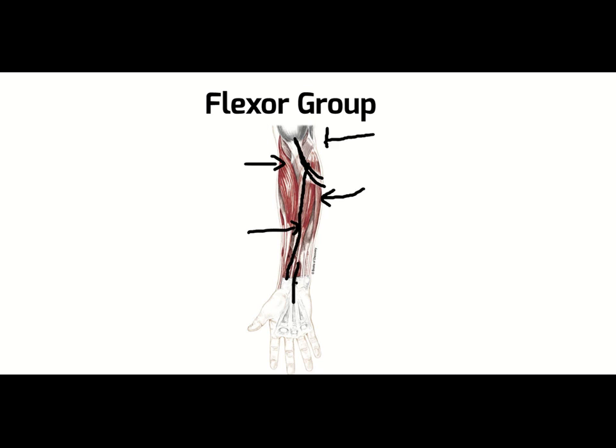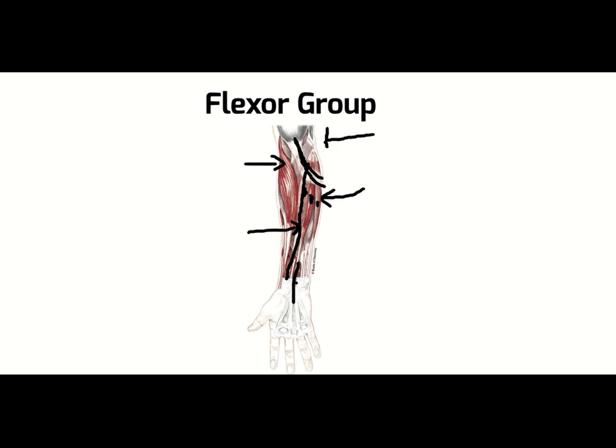And these are the most superficial of the muscles. So going from medial to lateral, we have Flexor Carpi Ulnaris right here, Palmaris Longus, Flexor Carpi Radialis. Now deep to those is where we have our other flexor muscles. So this gets a little bit trickier.